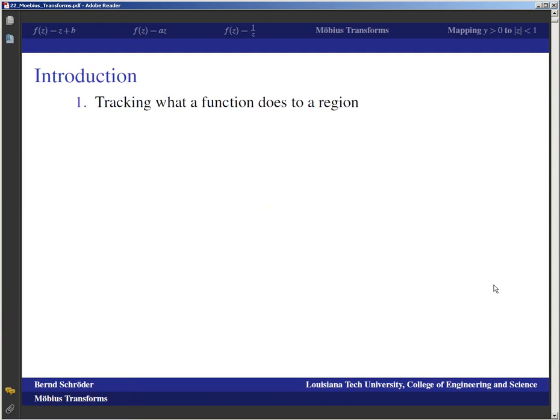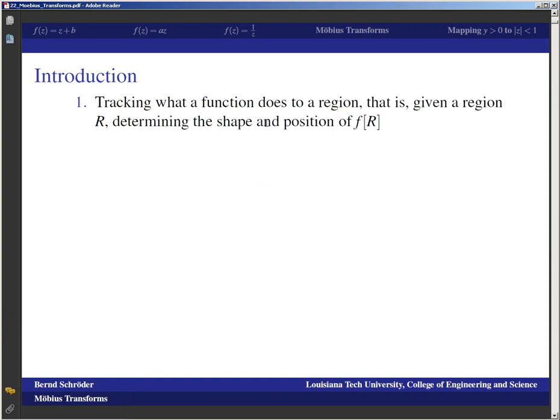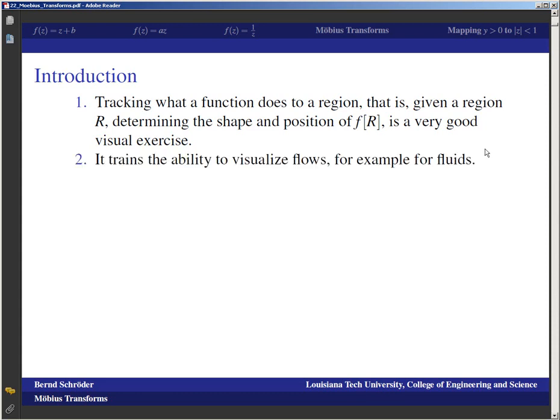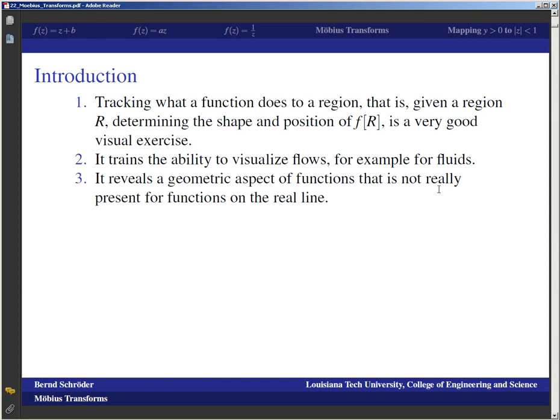The main idea is that we want to track what a function does to a region. So basically, given a region R, we want to determine the shape and position of the region f of R, where f is an analytic function. That is a very good visual exercise. It allows you to really determine how a shape is being deformed by a transformation. It trains the ability, therefore, to visualize flows, for example, for fluids.